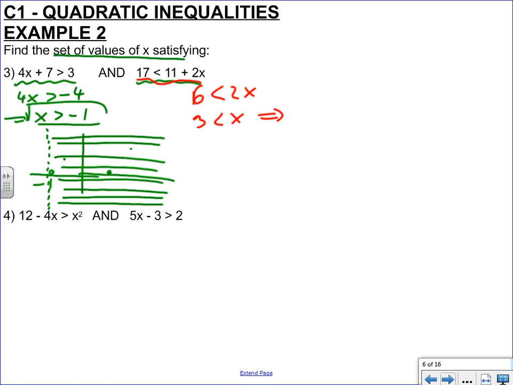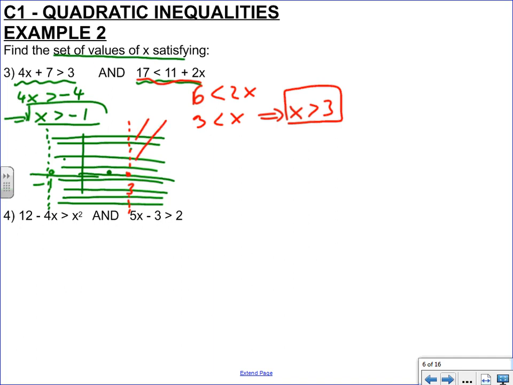I find it quite hard to look at this way, so I'll just flip everything over. So that means x is bigger than 3. Can you see? 3 is less than x, so therefore, if you just flip everything round, mirror image it, x is greater than 3. So on my graph, I can see there's 3, dotted line because it's greater than. So x is greater than minus 1 and x is greater than 3.